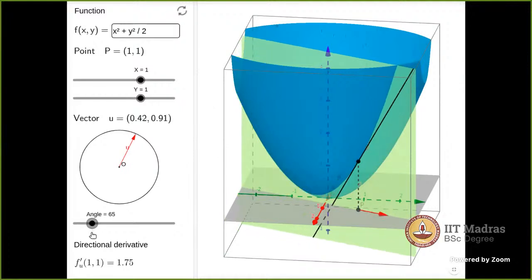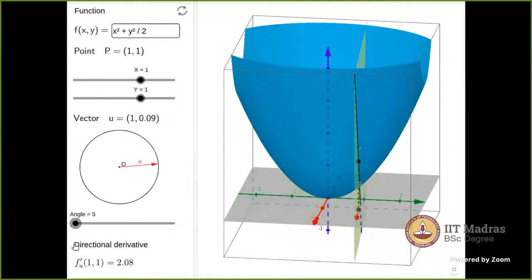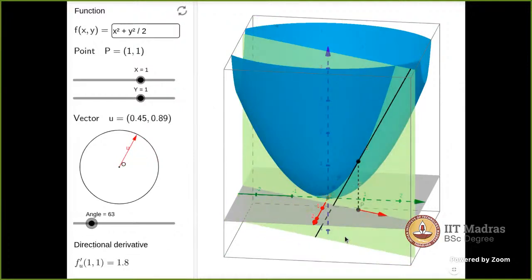Correct? So where is the point (1, 1)? I just got confused. The point (1, 1) is on the xy plane, right? Here. Yes. This point P is (1, 1). And this is the direction of the functional value at that point. So this is (1, 1, 1/2).